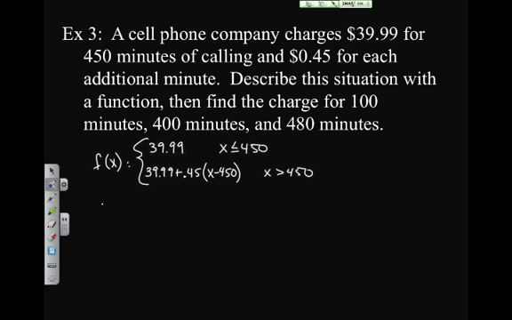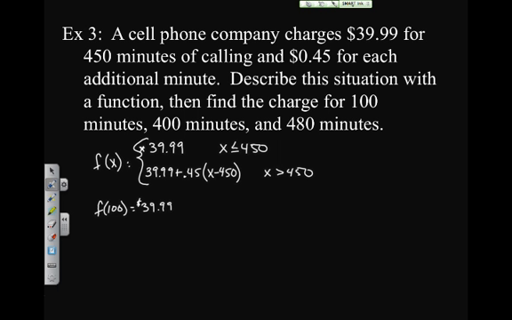So now it says we want to find the charge for 100 minutes. So what is f of 100? Well, you guys have all looked at this before. 100 minutes is less than your total number of minutes that you get, so that charge is just the flat $39.99 because it's under 450 minutes. It's in this part of the function.